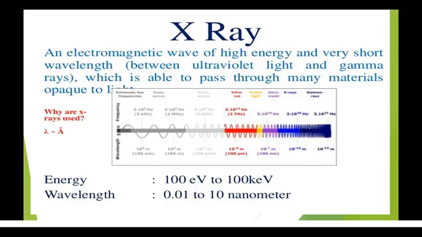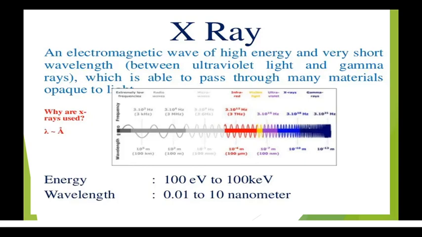We know that X-ray is an electromagnetic wave of high energy and short wavelength. We had already discussed that its wavelength is approximately 0.1 nanometer, that means 0.01 to 10 nanometer is the range of its wavelength. From the wavelength, you can calculate its energy by the equation E equals h nu, or hc by lambda. In the electromagnetic spectrum, X-ray lies between ultraviolet light and gamma rays.